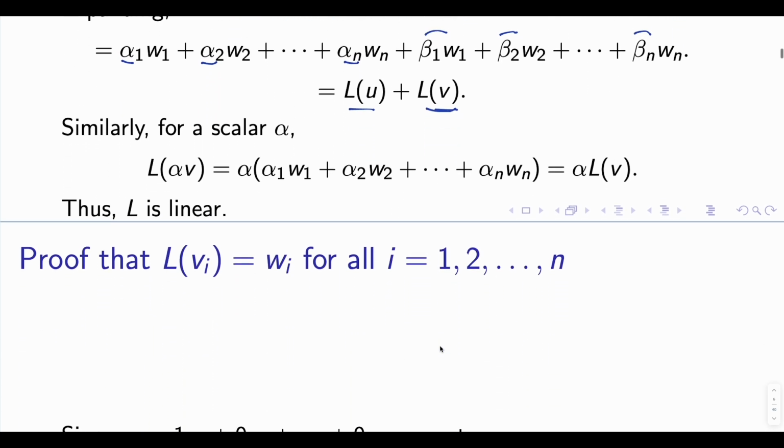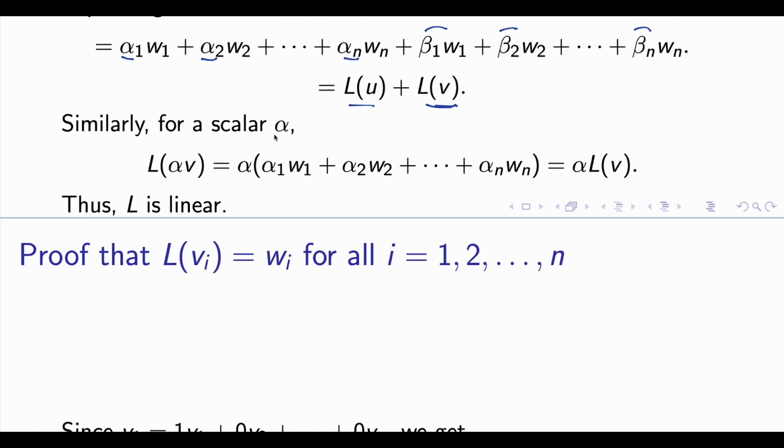Similarly, for any alpha, alpha v can be written as the linear combination of alpha times alpha 1 W1, alpha 2 W2, and so on, and this is nothing but alpha times L of v. So it means that L is linear.